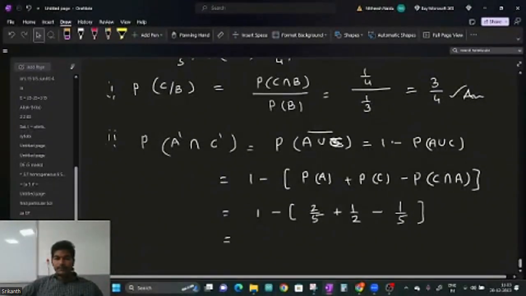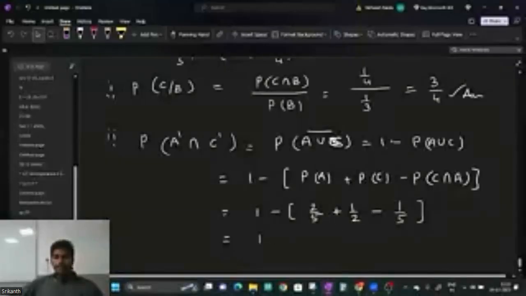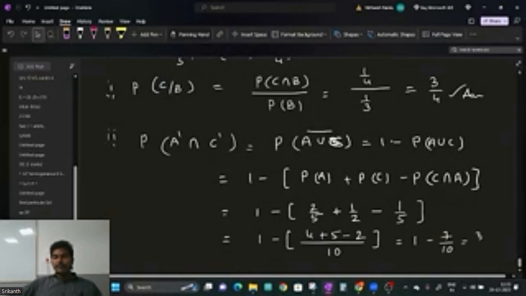Now do the calculation. 1 minus, the overall LCM is 10. This is 4 plus 5 minus 2. This is how much? 9 minus 2, 7. 1 minus 7 out of 10. This is how much? 3 out of 10. This is the answer. Okay, copy it.